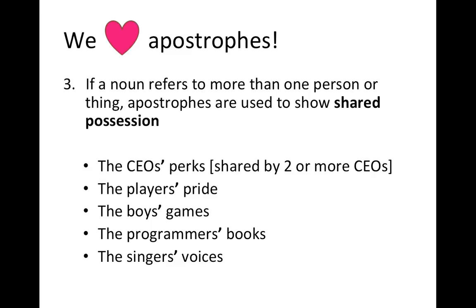Okay, so rule number 3, if a noun refers to more than one person or thing, apostrophes are used to show shared possession. Okay, so that's kind of like what we were just talking about with the families. So if you were talking about multiple CEOs and they had perks, you would say the CEOs' perks, C-E-O-S apostrophe perks, because those perks are shared by 2 or more CEOs. Same thing, players' pride, it's talking about multiple players, so you go ahead and use the plural form of players and put the apostrophe at the end. Boys' games, programmers' books, singers' voices.